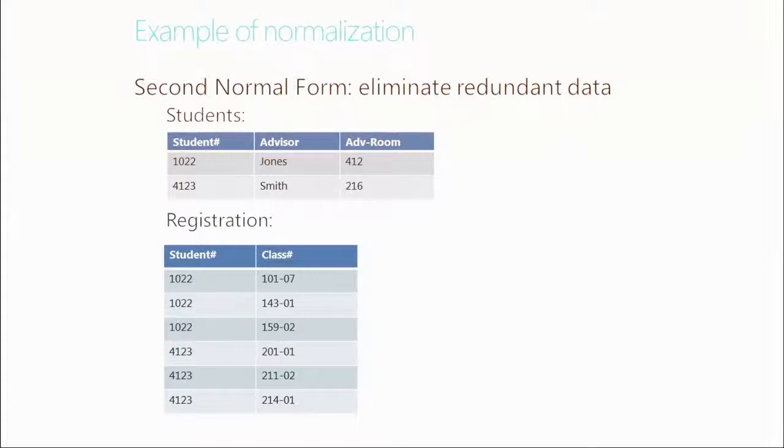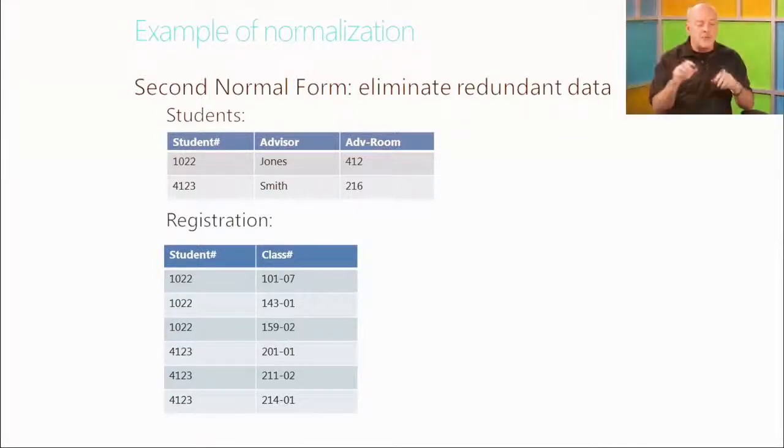Now if we go to registrations, because we can't just drop the information about the registrations, we created a second table for the student number. Student number 1022 is going to be attending class 101-07, as well as 143-01, as well as 159-02. That's a pretty light load, don't you think? Only 3 classes? Come on, dude, don't be a slacker here. Anyway, student number 4123 is also taking 3 classes. So we've split the content out after first normal form, and introduced a second table that allows us to eliminate that redundant data.